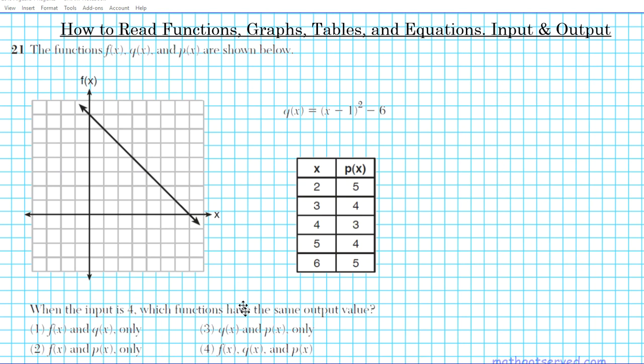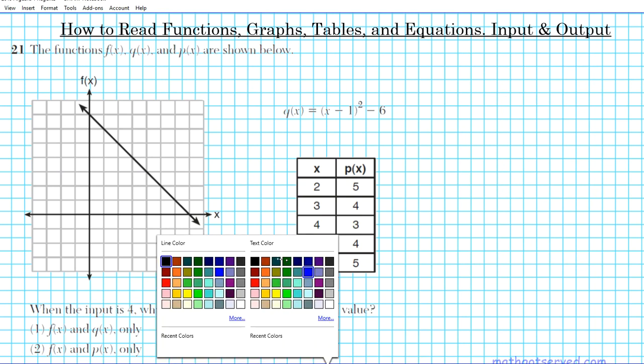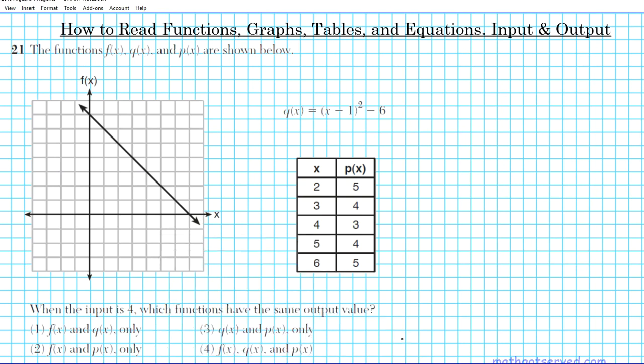Alright, let's take a look at question number 21. Question 21 reads, the functions f of x, q of x, and p of x are shown below. So this is f of x, the graph, q of x, the equation, and p of x, the table. These are three representations of functions that you should know for Algebra 1 in order to do well on the Regents exam. The question is, when the input is 4, which functions have the same output value?